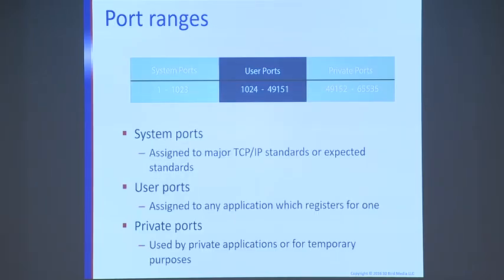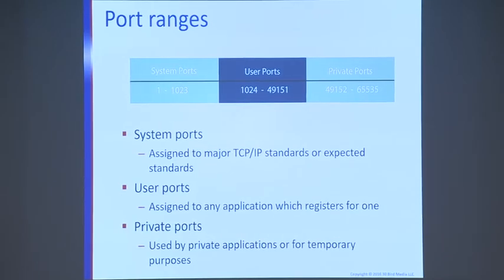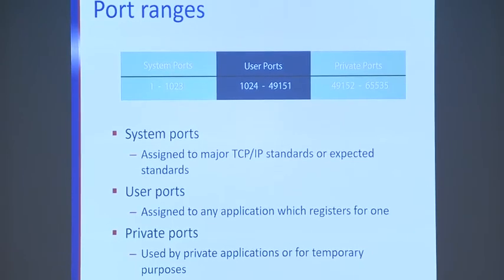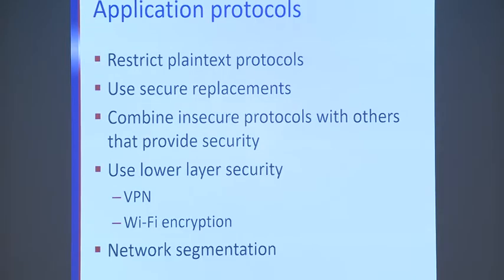The port ranges that we have: the system ports are that first 1,024 ports. Your user ports come in at 1024 and go up to 49,151. These are assigned to applications which will register for one. Your private ports are above that, 49,152 all the way up to 65,535. So again, we've got 3 different groups of port ranges to look at.